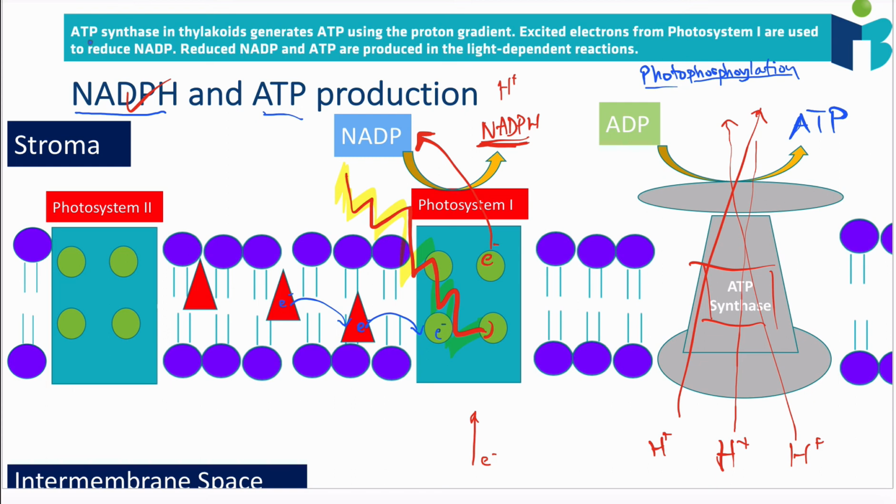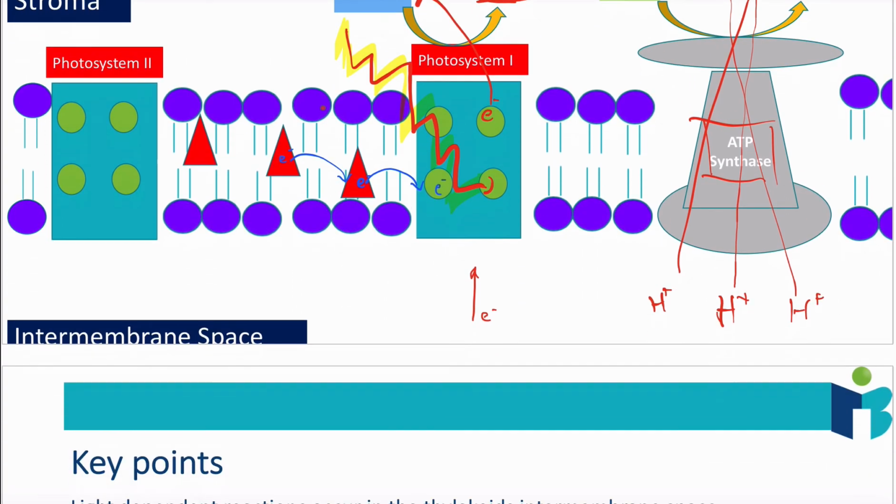If we read the syllabus statement, ATP synthase in thylakoids generates ATP using the proton gradient, that's what we just mentioned here. Excited electrons from photosystem 1 are used to reduce NADP. We said that, that light energy will excite these electrons and they will pass onto the NADP. And this reduced NADP and ATP are produced in the light-dependent reaction. So that's summarizing what we already said. That is basically the final product of the light-dependent reactions. We have NADPH, reduced NADP, and some ATP. And it's going to be obvious why we need to make this in the following videos.